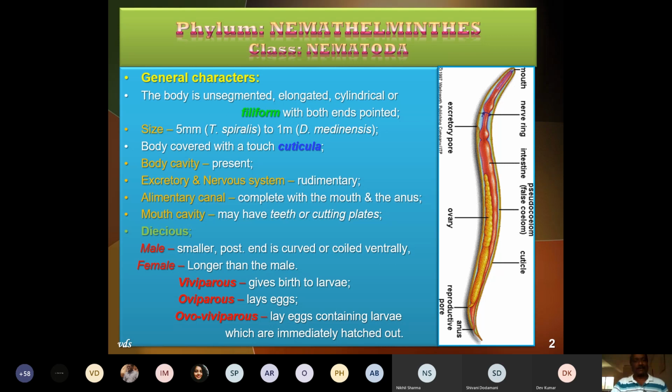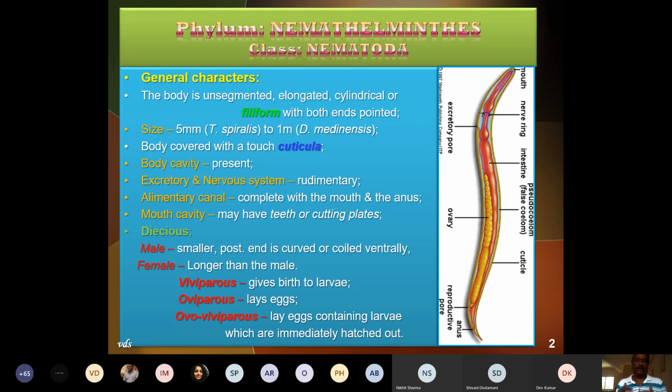Now the size, this size is with respect to all the different nematodes, intestinal as well as tissue nematodes. It measures from 5 millimeter, the smallest being Trichinella spiralis, that we are going to study today, to the longest up to 1 meter in length, Dracunculus medinensis, which is a tissue nematode. You will be studying it in the third part of nematodes. So the range of size varies between 5 millimeters and up to 1 meter.